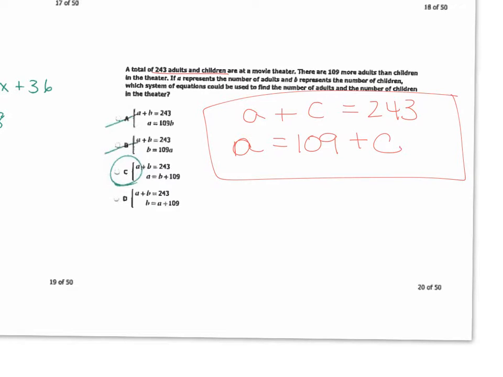So notice A represents the number of adults, and B, it should be B, not C, should be children, which is why it's C. Go ahead and flip for me, please.